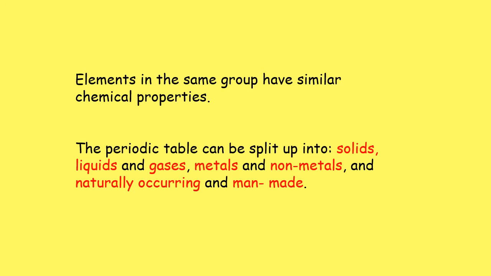And even though the periodic table is split into groups and into periods, it can also be divided into lots of other things. So we can look at the periodic table and think of how some of the elements are solids, some of them are liquids, and some of them are gases. We can also think about elements as being metals or non-metals. And we have a lot of naturally occurring elements, but some of the elements are man-made. So that is another way of dividing up the elements.